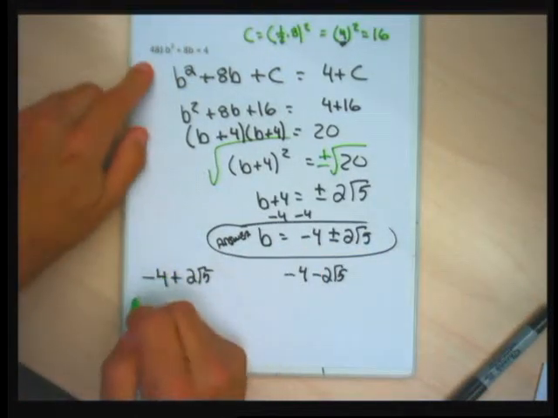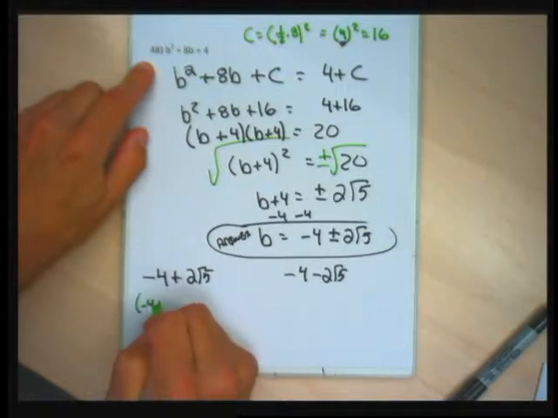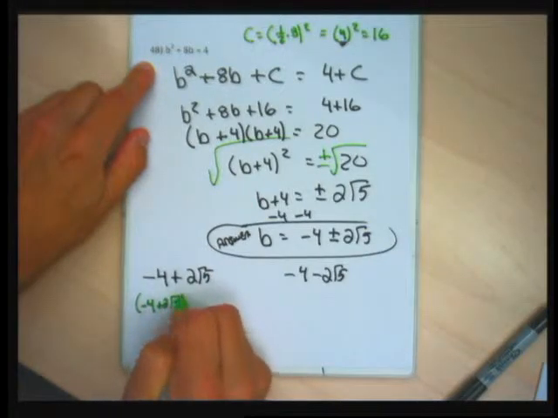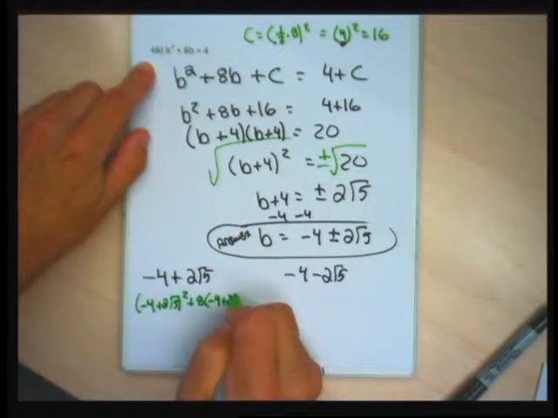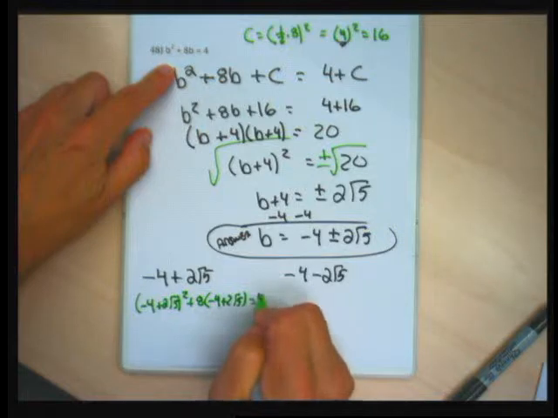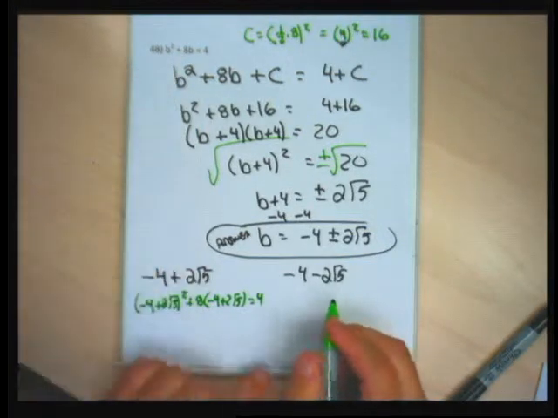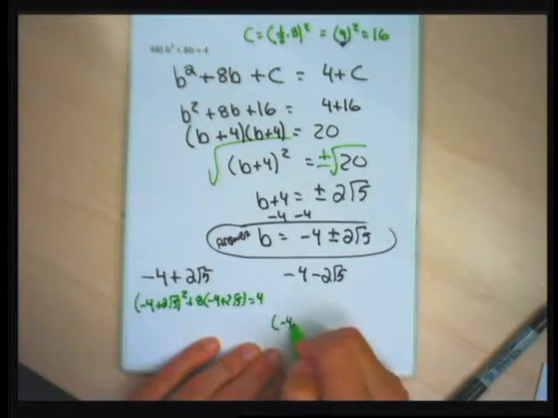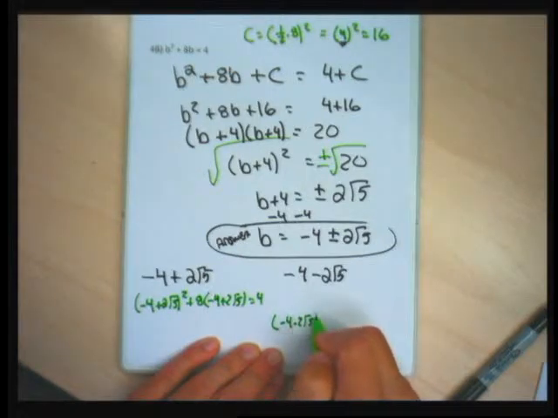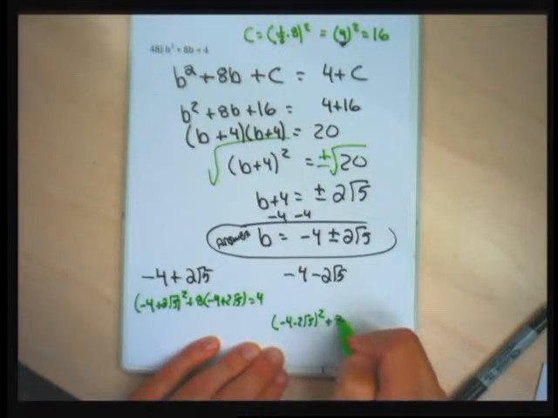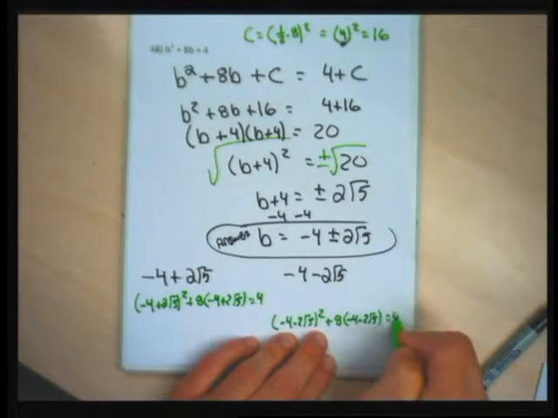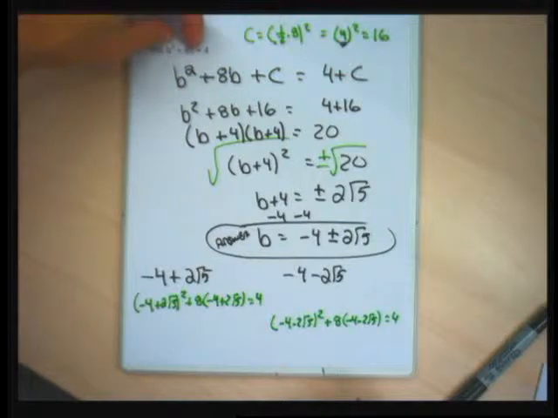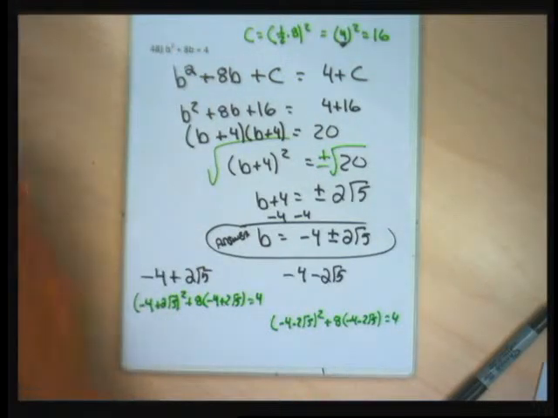So for the first one I need to go: negative 4 plus 2 square root of 5, squared, plus 8 times negative 4 plus 2 square root of 5. Does that equal 4? And then for the other side I'm going to go: does negative 4 minus 2 square root of 5, squared, plus 8 times negative 4 minus 2 square root of 5 equal 4? So I want to change each of my b's in the problem, before I did anything to it, to these horrible answers, and I'm going to check.